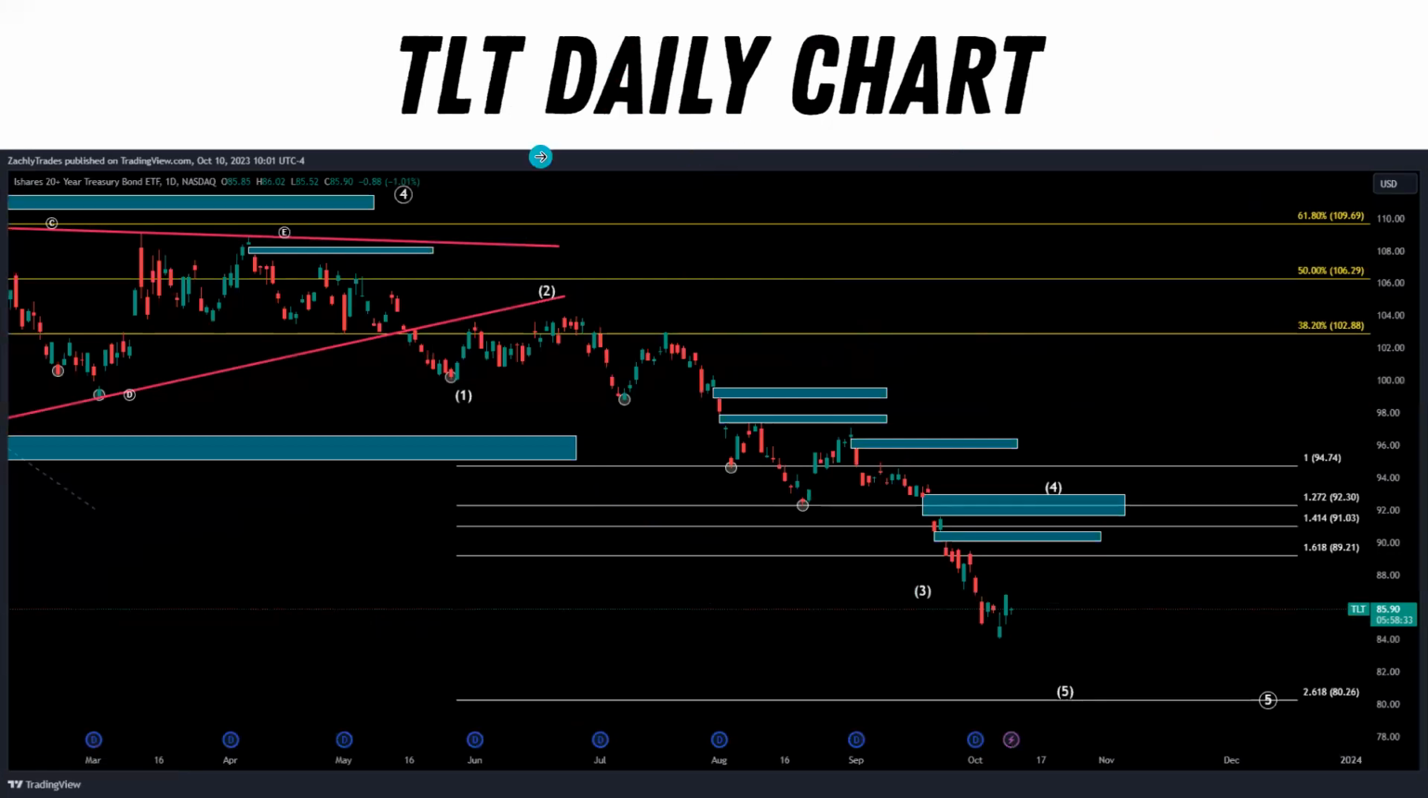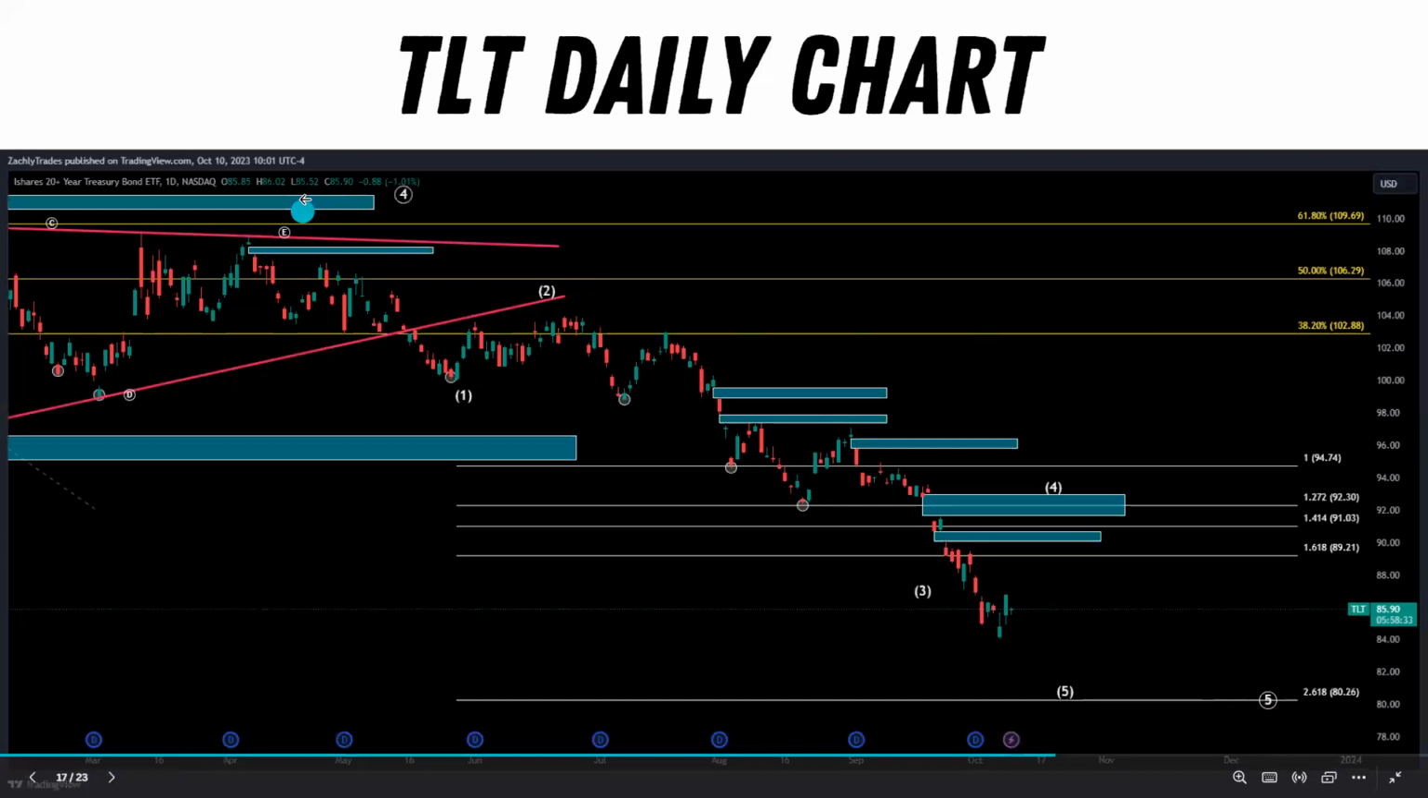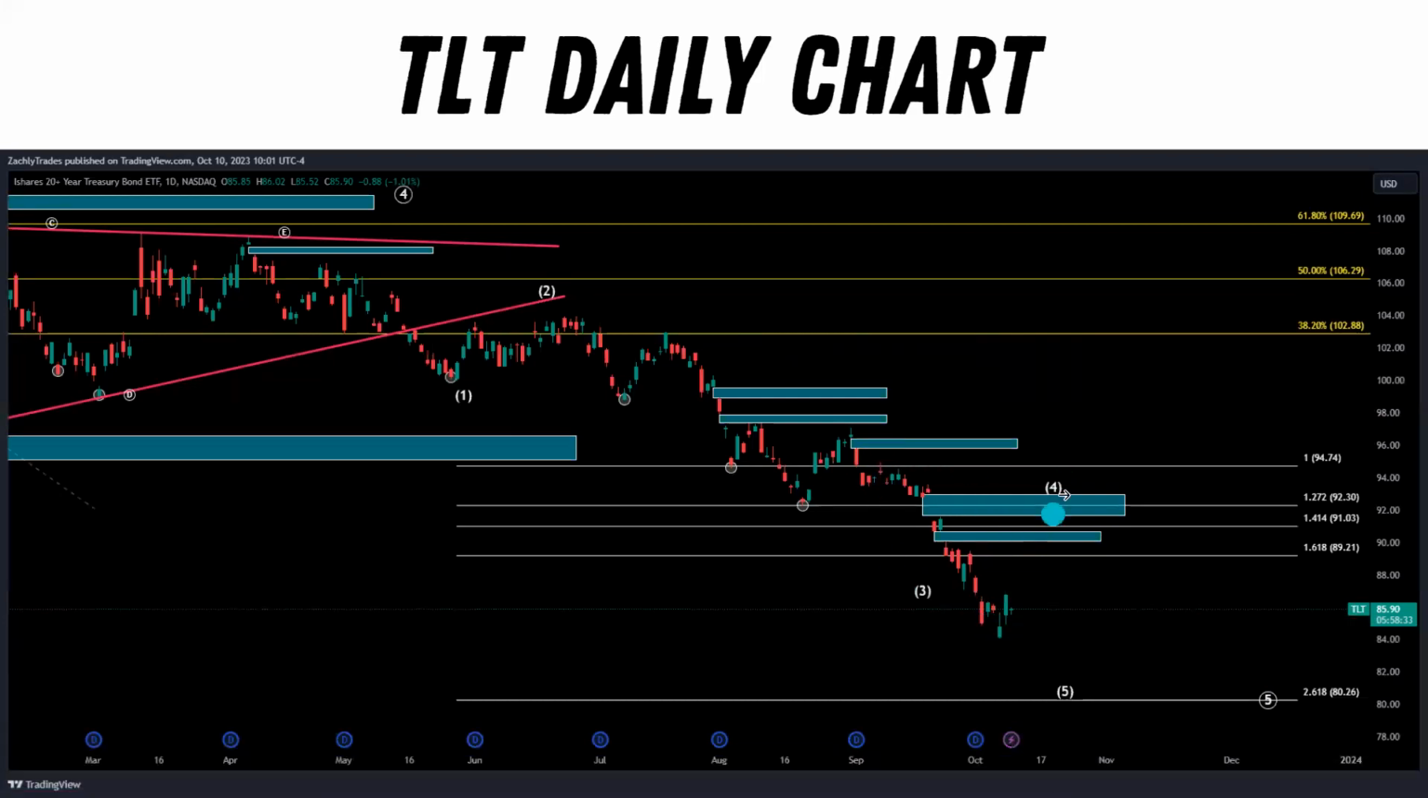Now, this is our TLT daily chart. Okay, our wave 4 was this triangle pattern that we had forming here where we were squeezing through, and our wave 5 should be a 5-wave move to the downside, right? 1, 2, 3, 4, 5. Wave 3 extended really, really far right here. But we are in the process of looking for a wave 4.